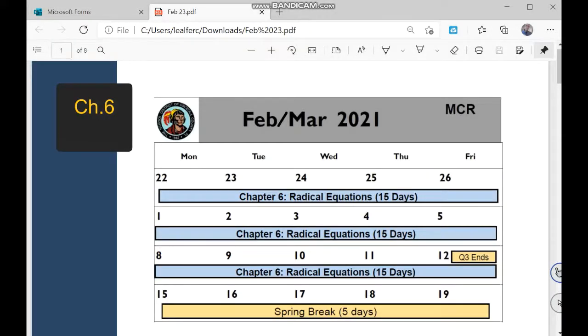Today we look at the schedule. This is what you have planned for the next 3 weeks, right? We started yesterday, and we will cover chapter 6 of our textbook, Radical Equations. At the end, on March 12th, we're going to have the last tests of the third quarter.